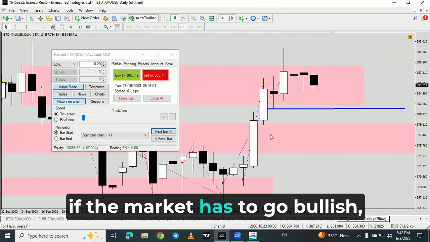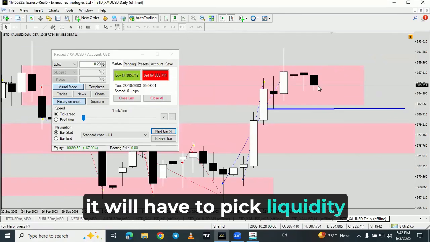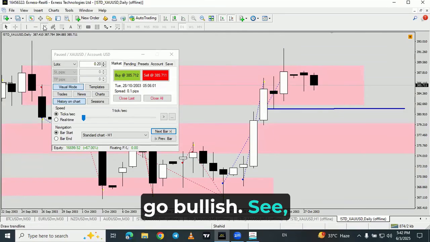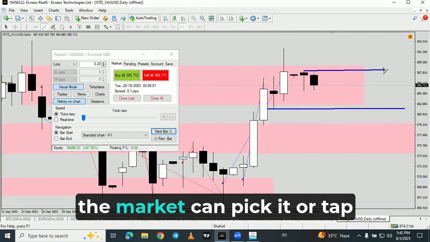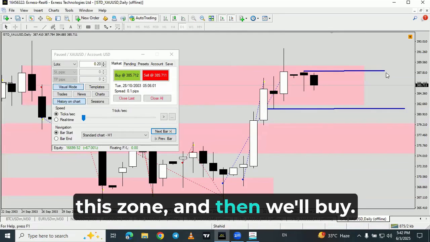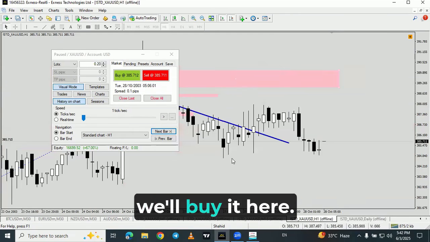Now, if the market has to go bullish, it will have to pick liquidity from this zone and then go bullish. See, it picked this zone. Now the market can pick it or tap this zone and then we'll buy. If it taps this zone, we'll buy it here.